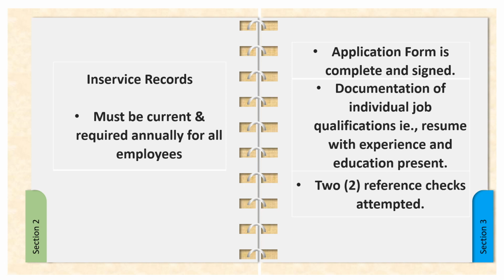I also like to have, in section 3, the application form completed and signed, documentation of individual job qualifications, all those required documents, those 2 reference checks that are required. I like to have that in a section by itself so that it's seamless and they can get right to where they need to when they are looking for those documents.